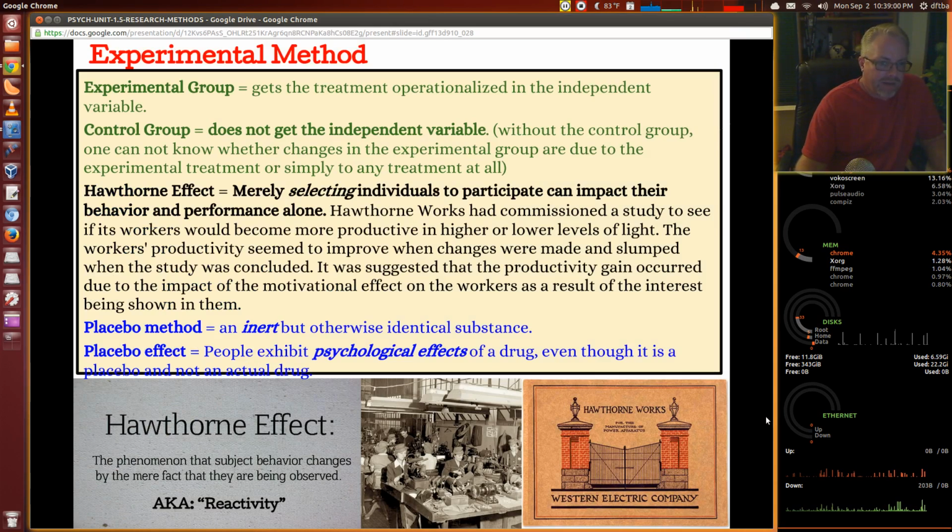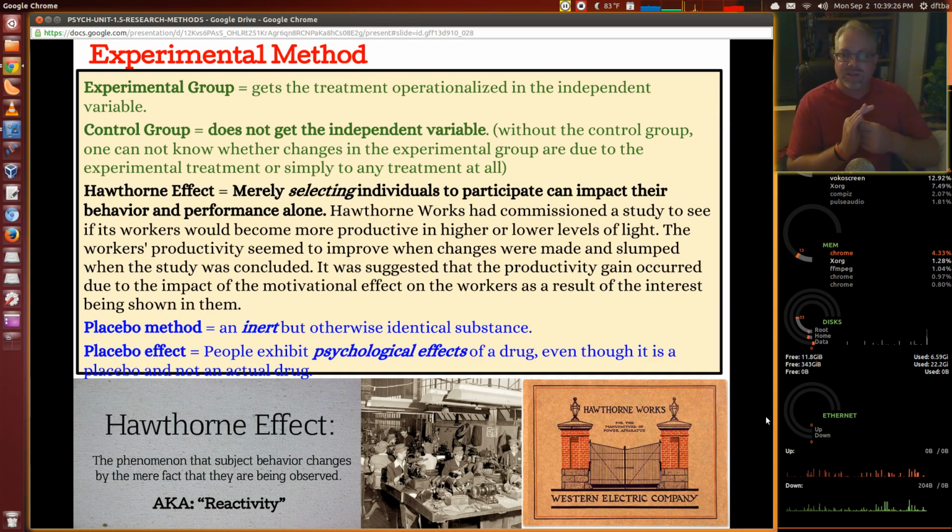There's Hawthorne Effect, which merely selecting individuals to participate can impact their behavior alone. The placebo is an inert but otherwise identical substance, so it's not going to make any impact on someone. A placebo is like a sugar pill. If you're looking at the psychological effects of a certain drug and you give someone a drug that looks exactly like the others but there's nothing to it, it's just a sugar pill, they take it and then they feel these behavioral changes, it's probably a psychological change and not a medical change.